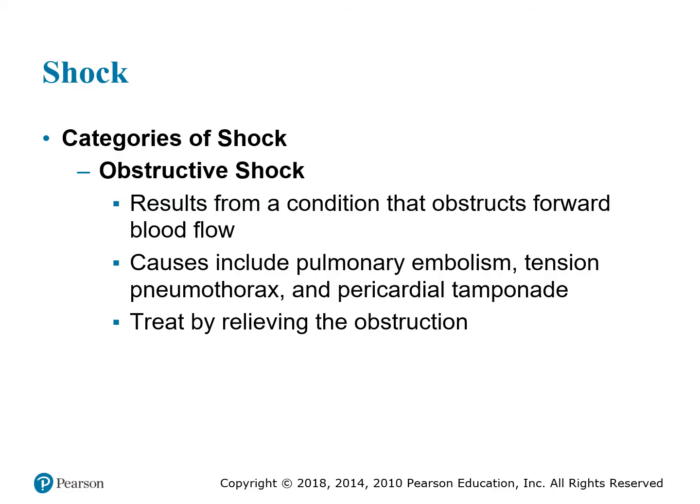Typically, the causes include a pulmonary embolism, where you have a clot within the pulmonary arteries. Other great examples are like the tension pneumothorax or pericardial tamponade, where we have a pressure either in the pleural space or within the pericardial sac that's compressing on the heart, or the veins leading to the heart, and that's going to cause obstruction of blood flow.